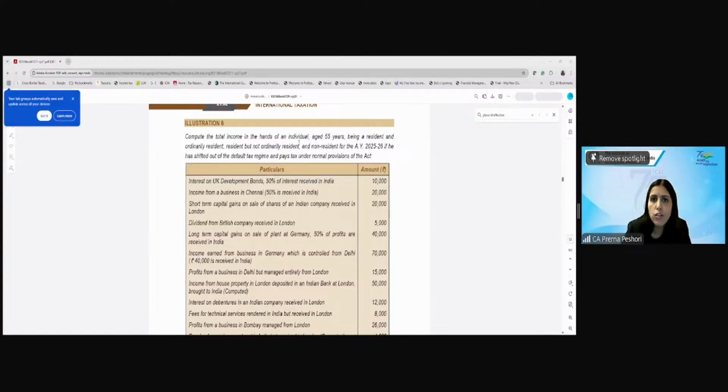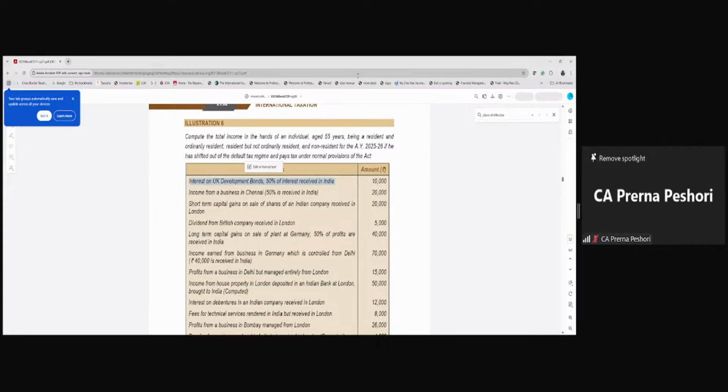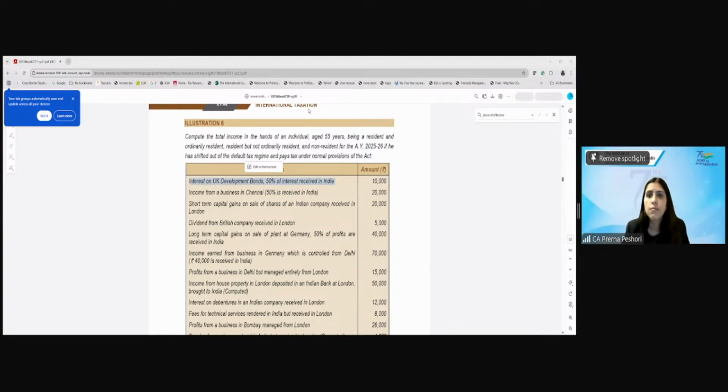Compute the total income in the hands of an individual aged 55 years being a ROR, RNOR and NR. Okay. So three situations we will consider. Interest on UK development bonds, 50% of interest received in India, 10,000. In case of resident, 100% taxable. And RNOR, 50% taxable. And for non-resident also 50% taxable.